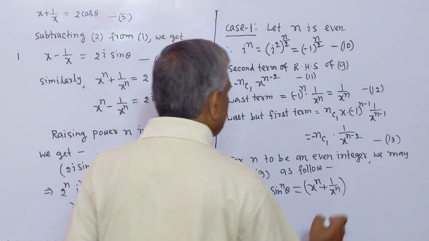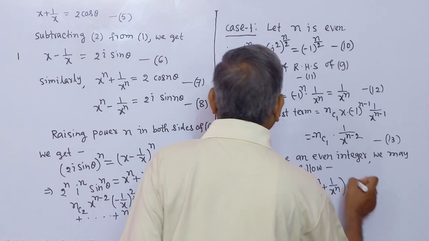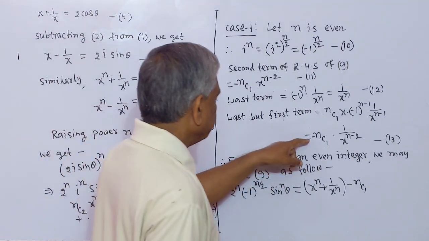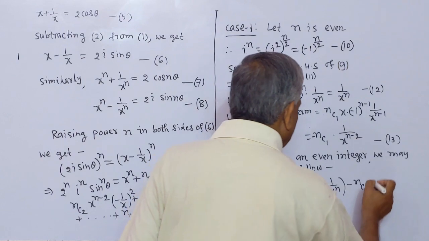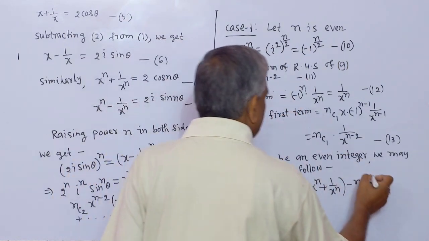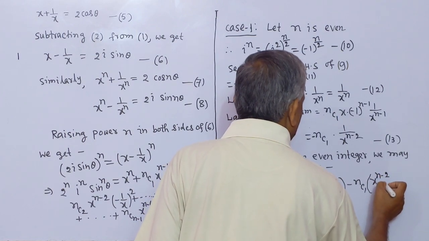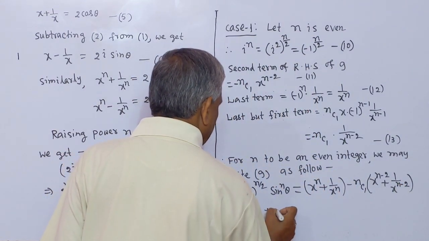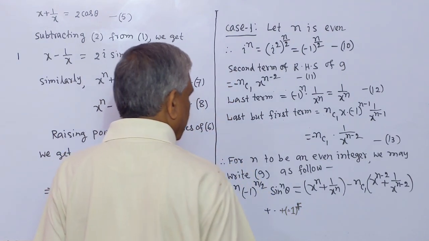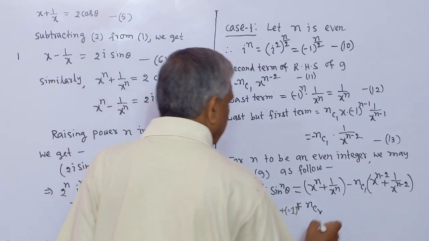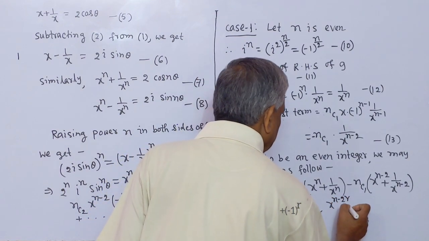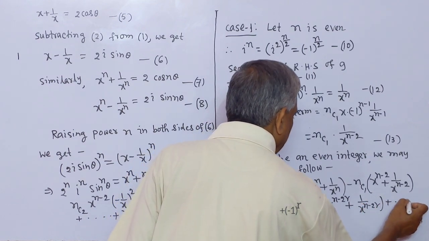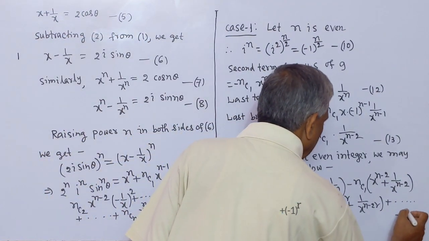Second term is minus nC1, and this last but first term will be with negative sign. nC1 we take common, nC1 times (x to the power n minus 2 plus 1 by x to the power n minus 2), plus dot dot dot plus nCr times (x to the power n minus 2r plus 1 by x to the power n minus 2r) plus dot dot dot. Let this be number 14.